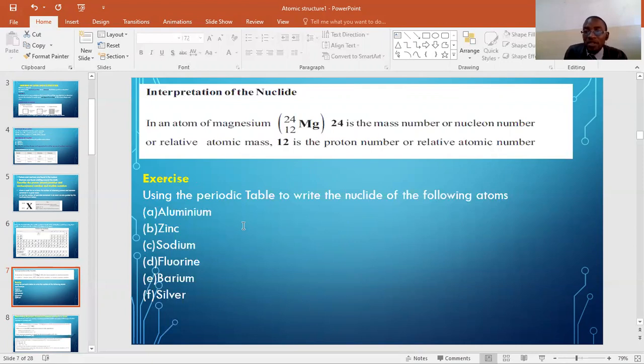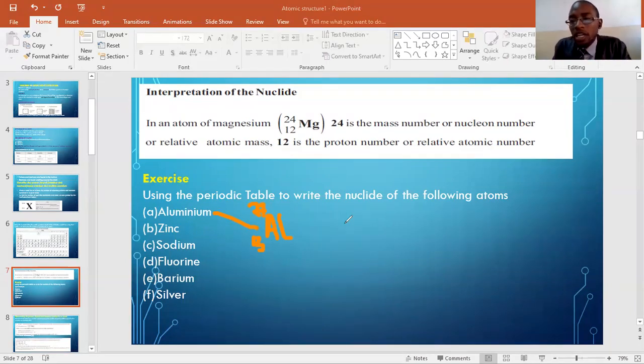So aluminium. So go on the periodic table and search for aluminium. See if you're able to get the nuclide. So I can help you with the first one, and then the rest you can do yourselves. So aluminium. When you go on the periodic table, you'll find capital A, small letter l, then you have 27 up there and 13 down there. So that is aluminium atom.